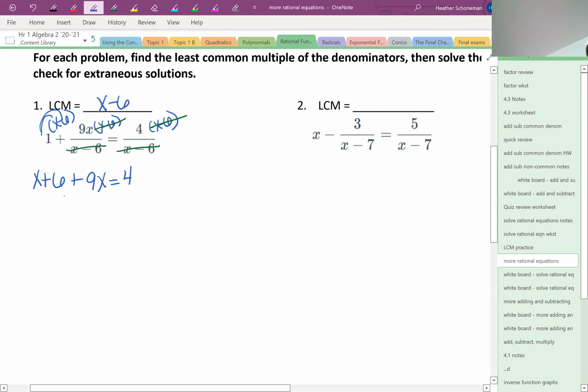This is a linear equation. It's a linear equation because the highest the variable goes is just x. There's no x squared. So I want to solve this just like we did in Algebra 1. Combine like terms. I get 10x.